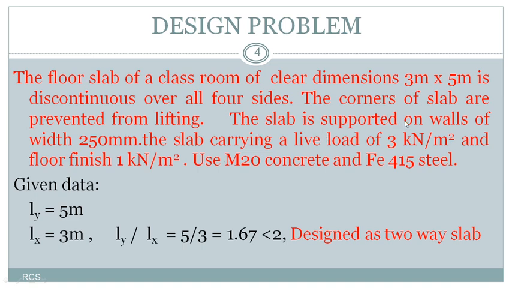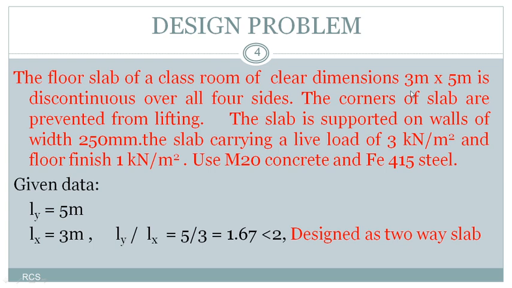The slab is supported on walls of width 250 mm, and the slab carries a live load of 3 kN per meter square and floor finishes of 1 kN per meter square. Use M20 grade concrete and Fe415. So let me explain the meaning of the terms we used in this problem. The clear dimensions: finally we can say that no effective dimensions are given, only clear dimensions are given.